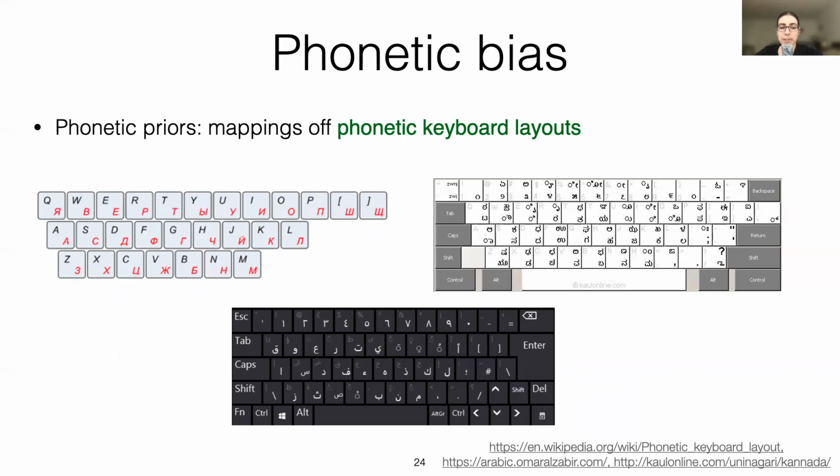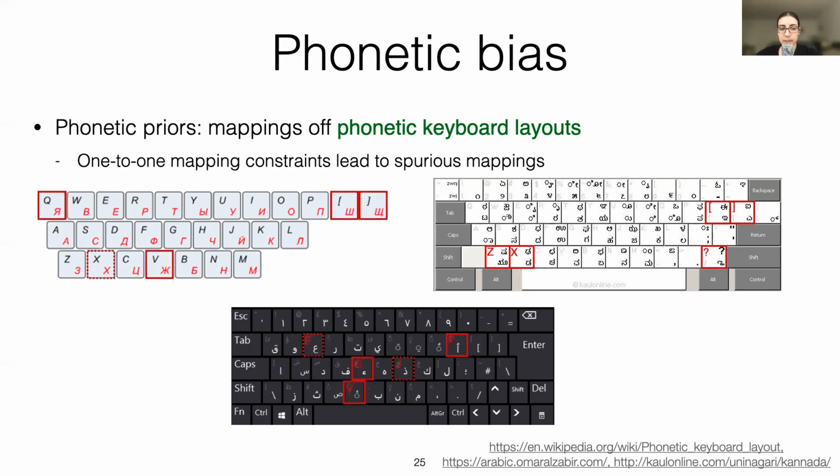So one resource encoding such prototypical associations between a native alphabet and a Latin alphabet is a phonetic keyboard layout. So we don't need to think of how to operationalize this association. We can just read character mappings off of these keyboards. But there is a constraint. Every symbol must be mapped to one and only one key. So we are inevitably going to have spurious mappings, which I highlighted here in red for our three languages.